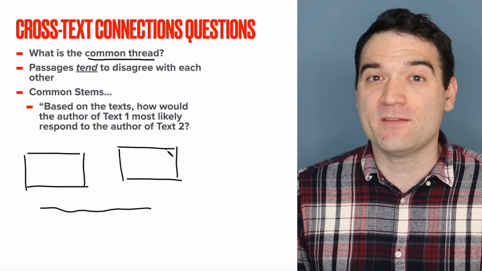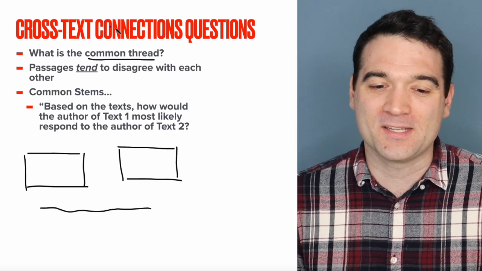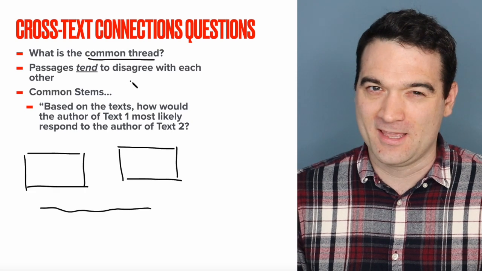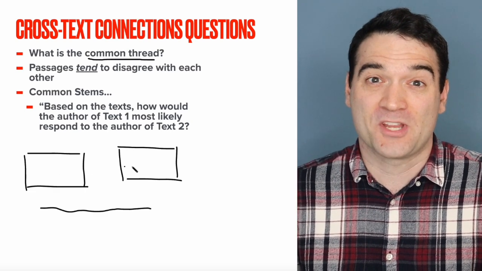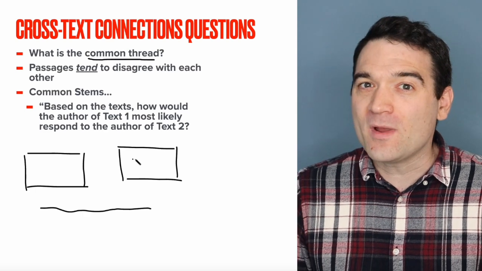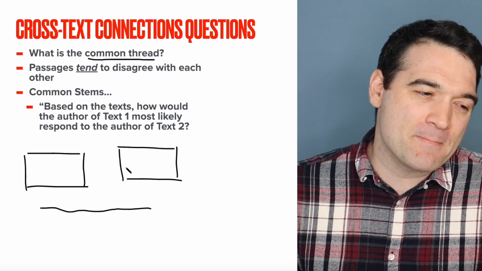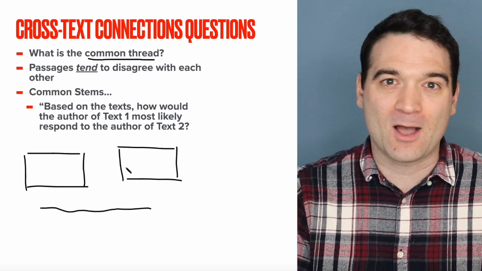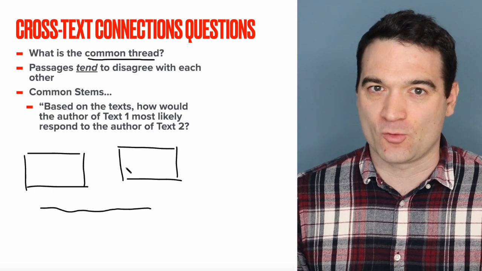Now, here's a little bit of a cheat code. Usually, not always, but almost always, the passages tend to disagree with each other in some way, because it would be pretty boring to have two passages that just are saying the same thing. They're going to be saying something different, and usually they're disagreeing. They may not be disagreeing 100%. They may be quibbling about one point or another, but look for where they disagree.